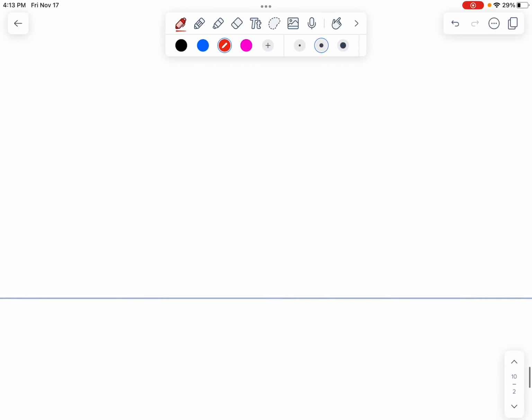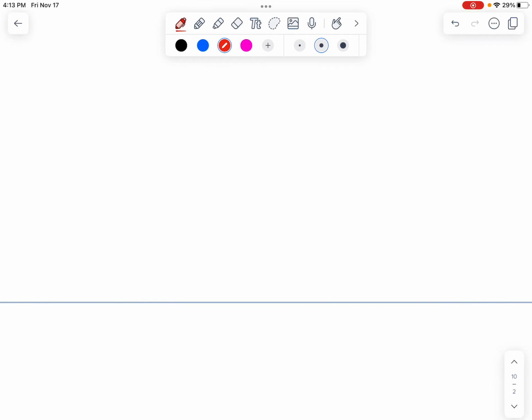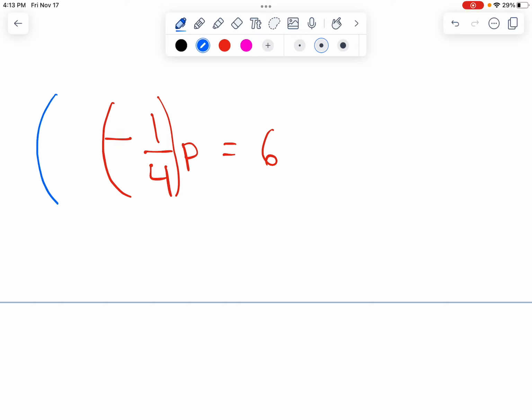So now let's do an actual question from the assignment. We have negative 1 over 4 p is equal to 6. So this is the number p multiplied by negative 1/4. So I've got to do the opposite of this. So we're going to multiply it by negative 4 over 1. And we're going to multiply this by negative 4 over 1.